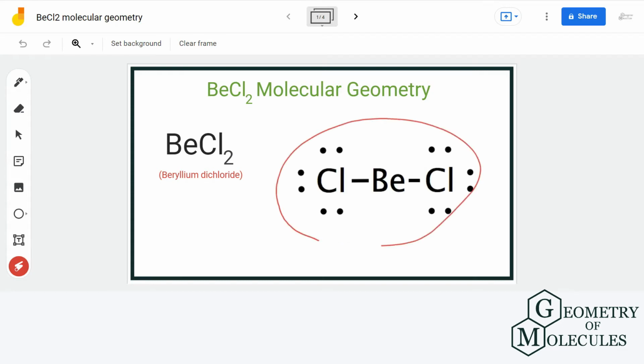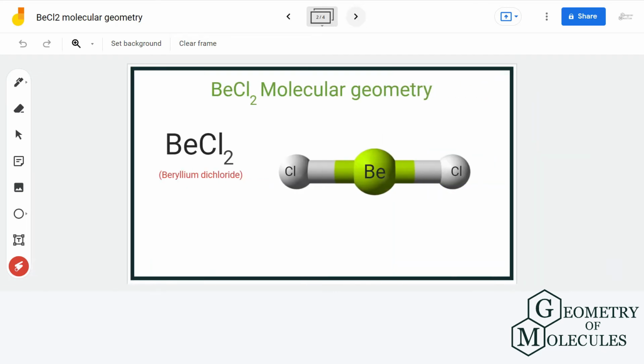This is the Lewis structure of BeCl2, where beryllium comprises two valence electrons, which are used in forming a single bond with each chlorine atom, and there are no lone pairs available on it. Before jumping to the final geometry, we will always look at the number of bonds the central atom forms and the lone pairs attached to it, as both affect the final molecular geometry of the compound.